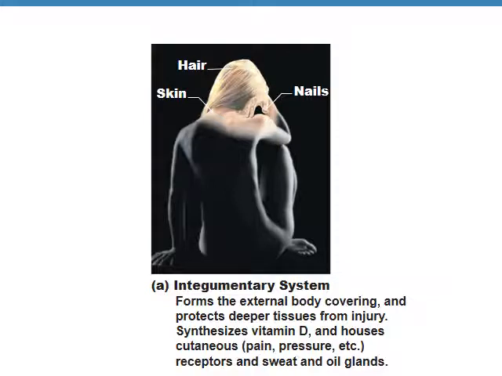So the first one that we're going to cover is in chapter 5. It's called the integumentary, and basically this is your skin. It's a fancy word for your skin. So chapter 5, we'll talk about some of the tissues that make up the skin. We'll talk about how vitamin D is synthesized. We'll talk about pain and pressure receptors. We'll talk about sweat and oil glands.